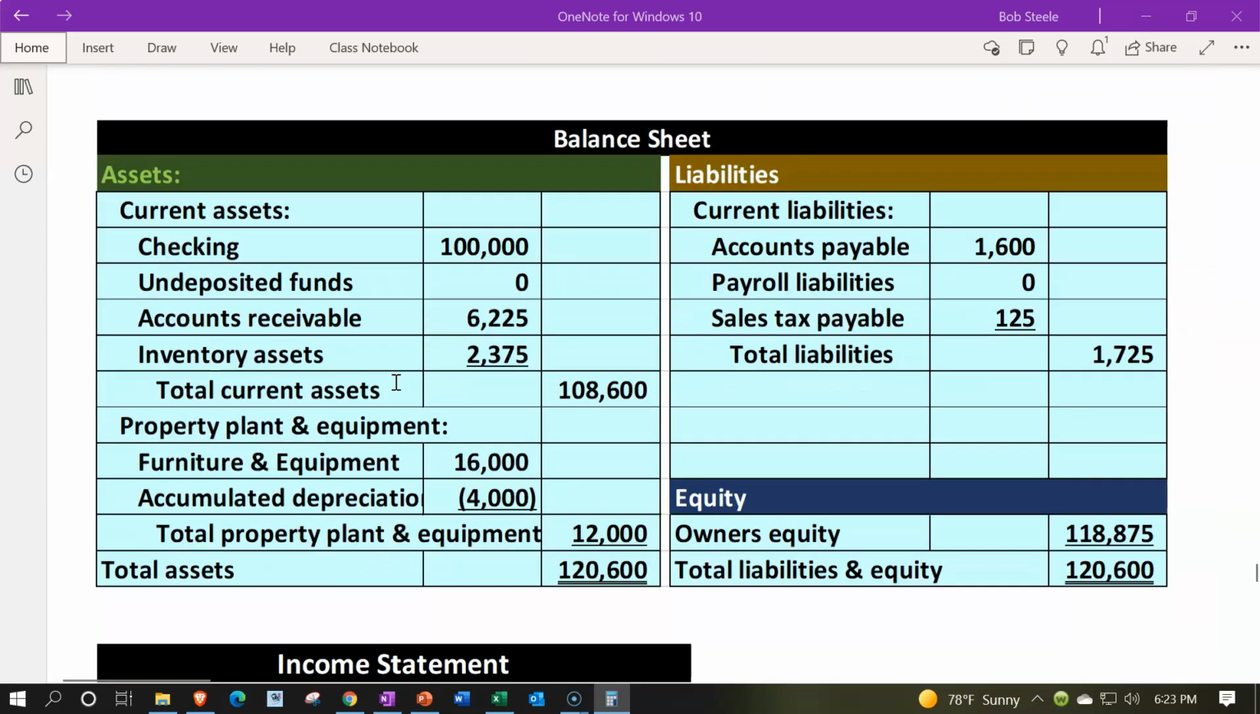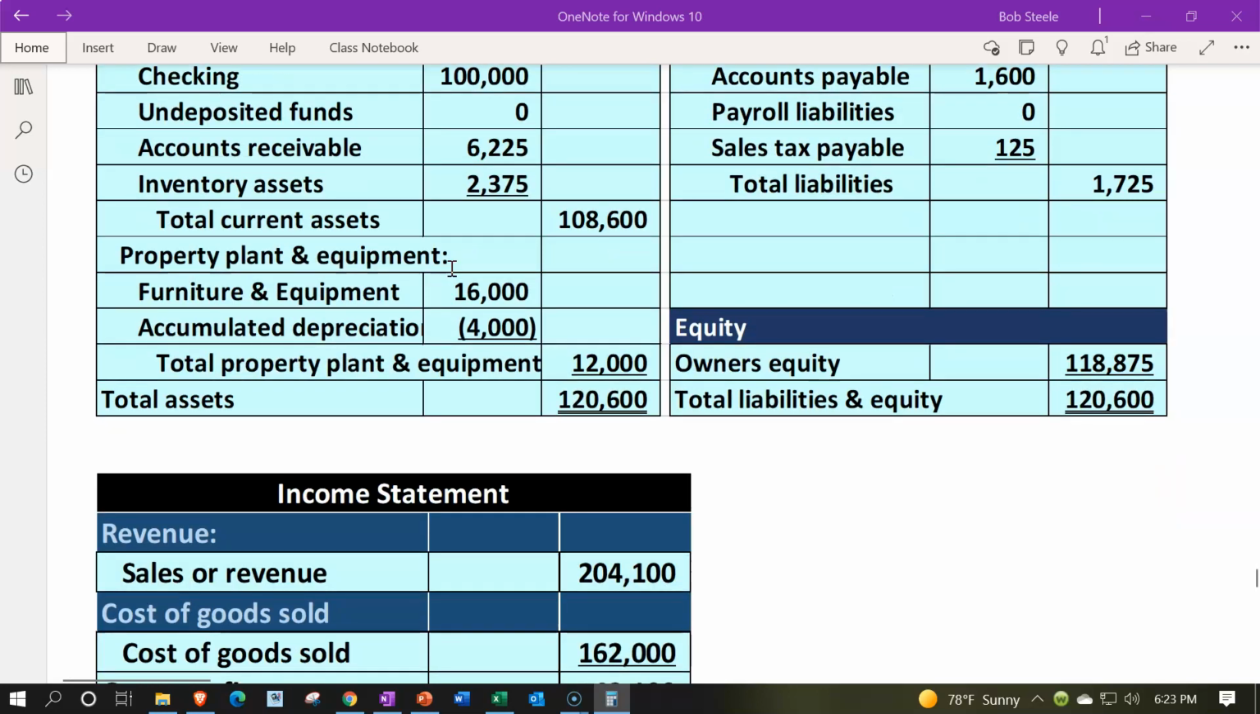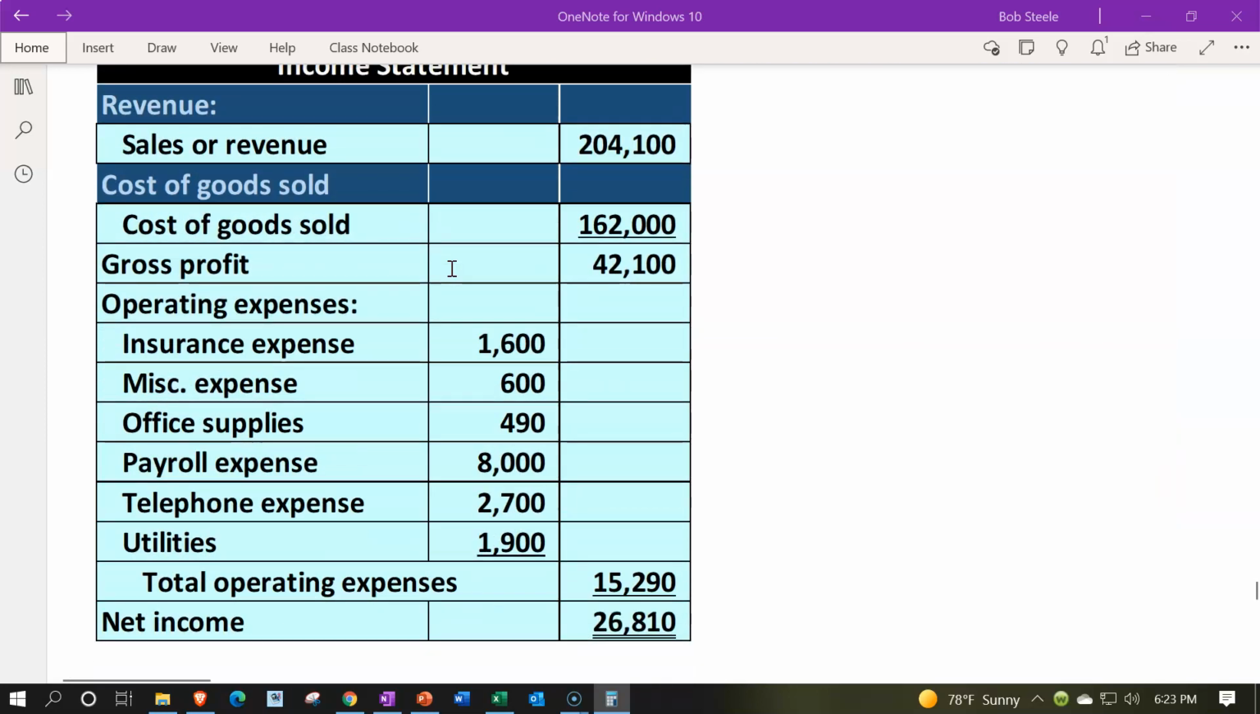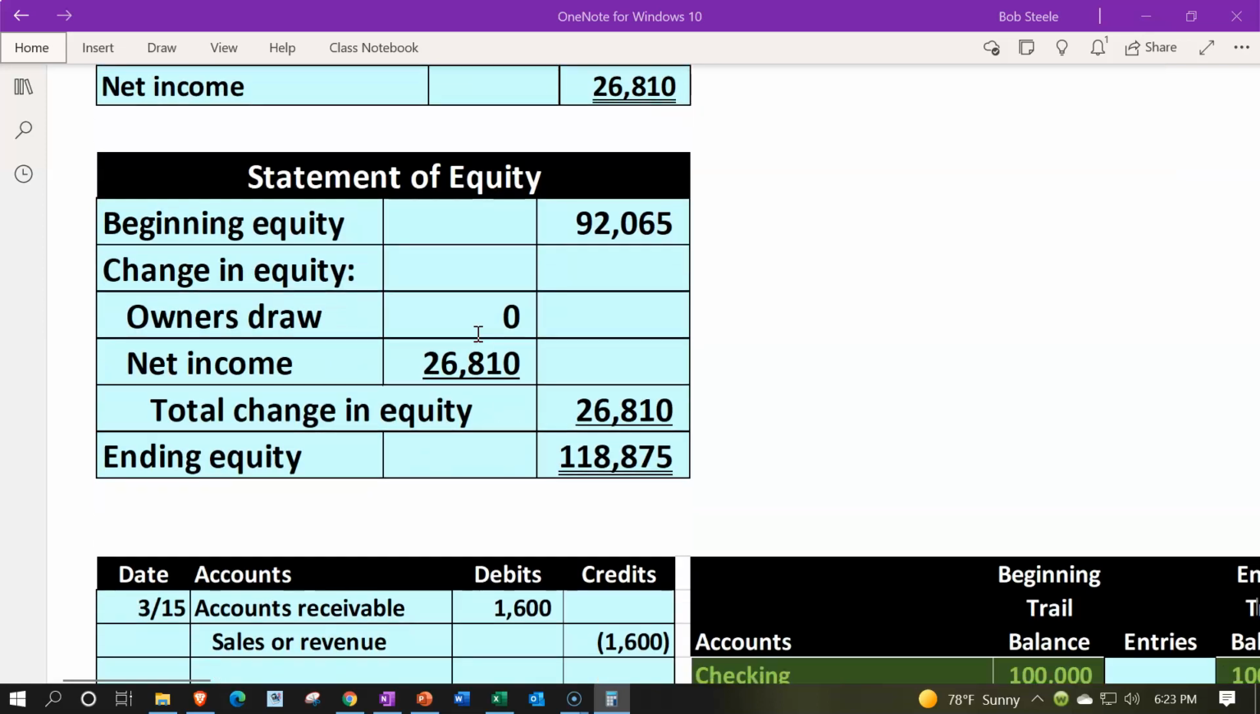Then, of course, we can see the balance sheet. Here's the balance sheet that would be generated from the trial balance. The balance sheet now has that inventory amount, 2,375, for example, accounts receivable at that 6,225, the income statement, otherwise known as the profit and loss, and then the statement of equity.